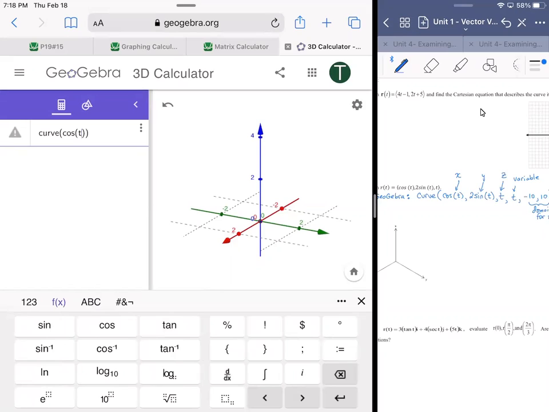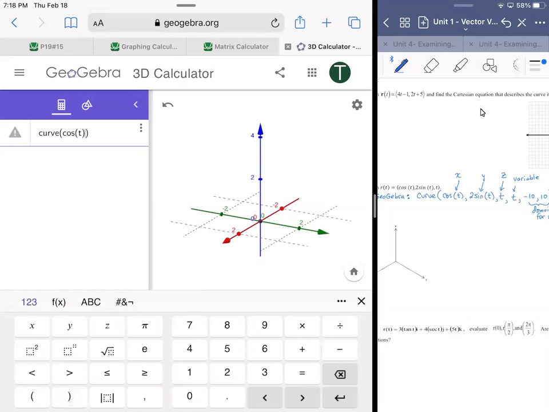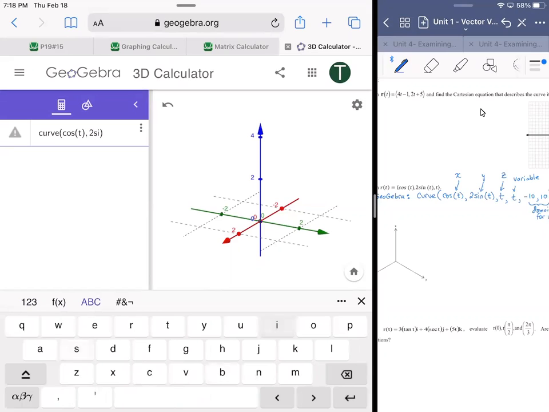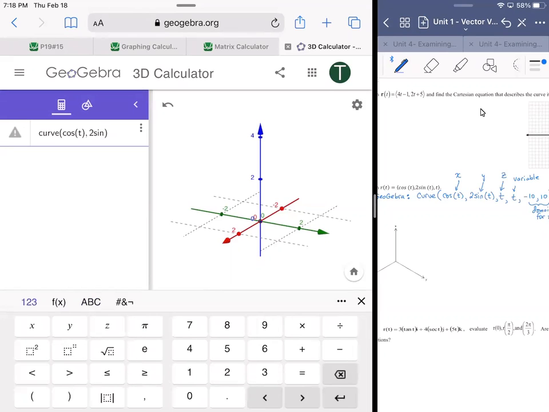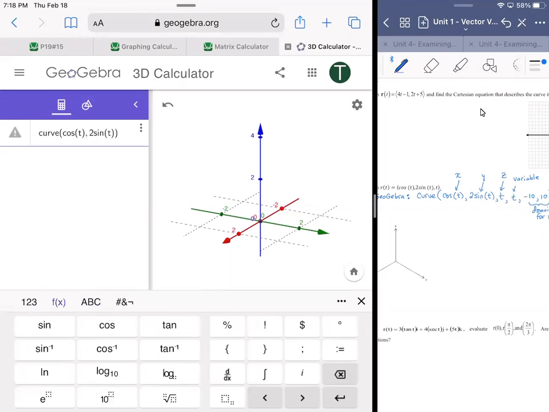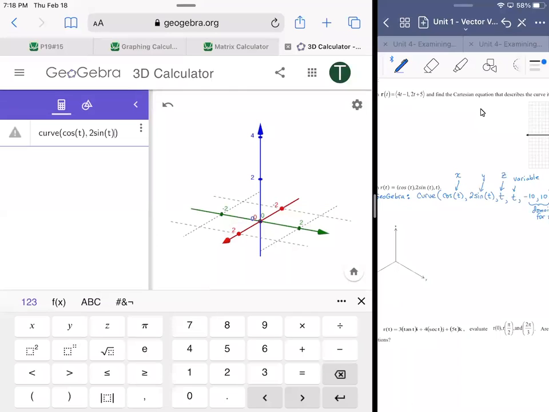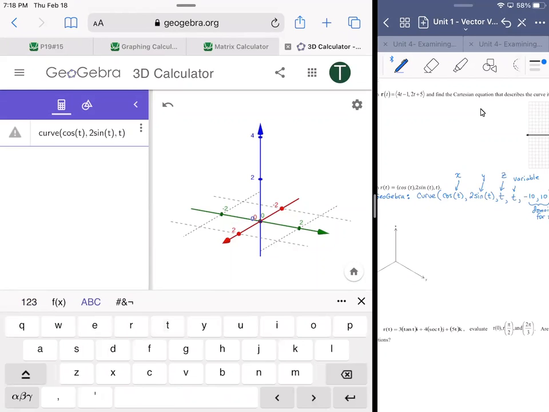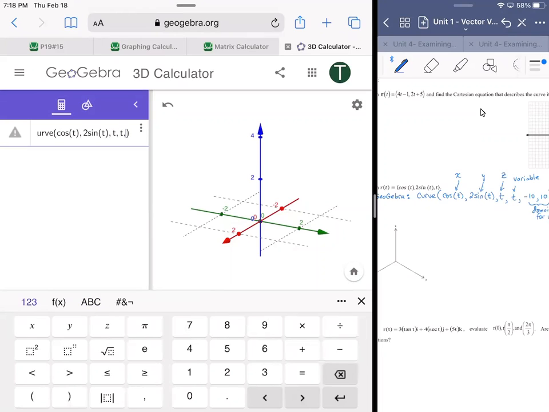Now, there are some graphs where you'd be like, well, it'd be quicker to do this by hand than it would be to just type it in. This is not one of those cases. All right? Creating vector value function graphs in 3 dimensions is a bear. All right, so having the ability to do it using technology is definitely a great option. All right, so cosine of t in parentheses, comma, 2 sine of t, comma, t. Then tell GeoGebra what the variable is. Then tell it what the domain is. I'm saying negative 10 to 10.